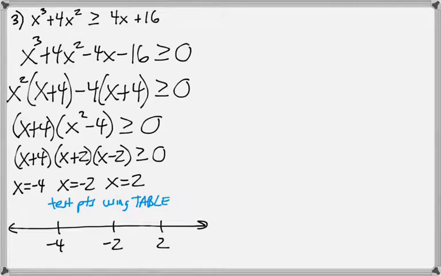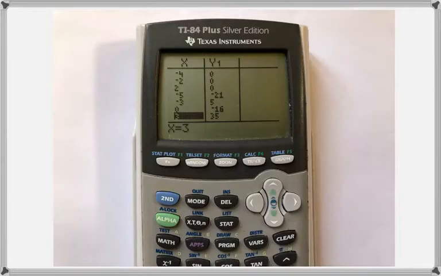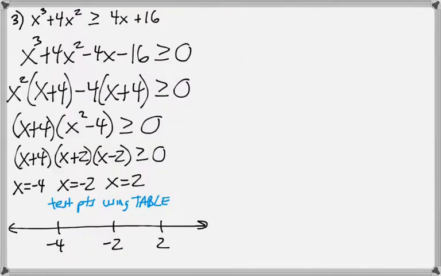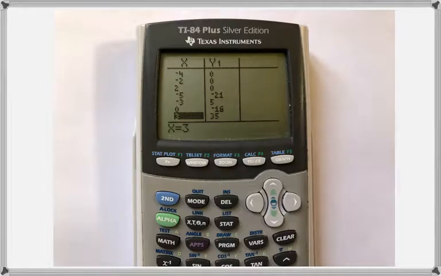If you've gone through number 1, you've already set your table up in the correct mode. First of all, you need to plug the actual equation into your y1. But then once you do that, if you go to the table, so second table, and then start entering in your cutoff points, negative 4, negative 2, and 2, you should see that they all equal 0 here. So that is a good check to make sure that you factored correctly and that you have the right cutoff points, because they should always be equal to 0.